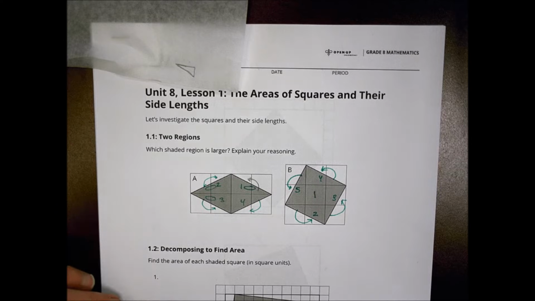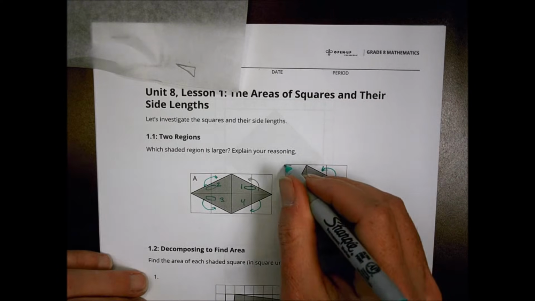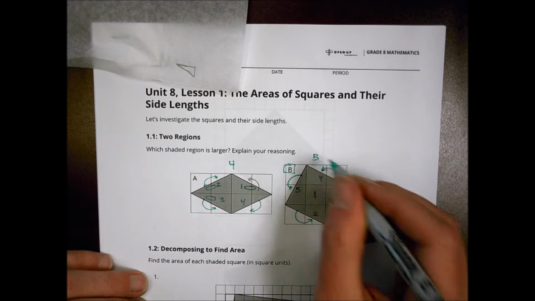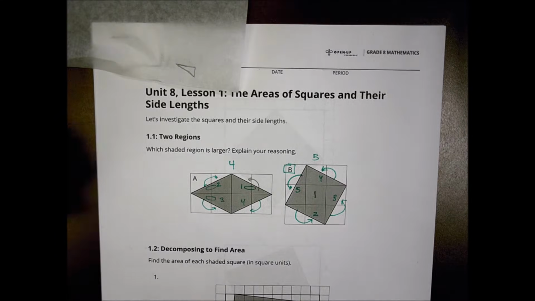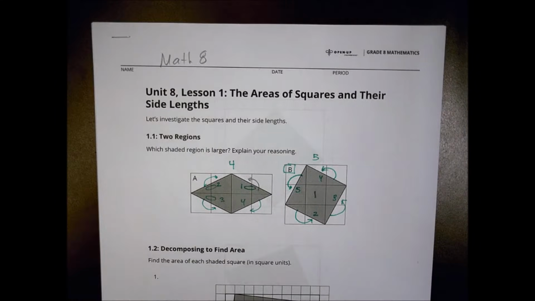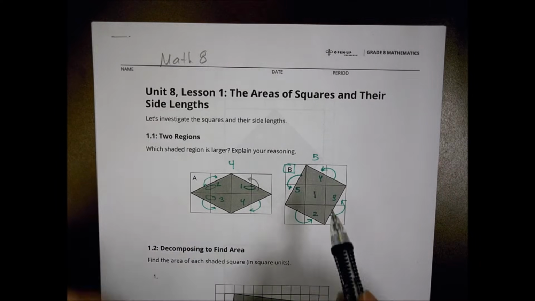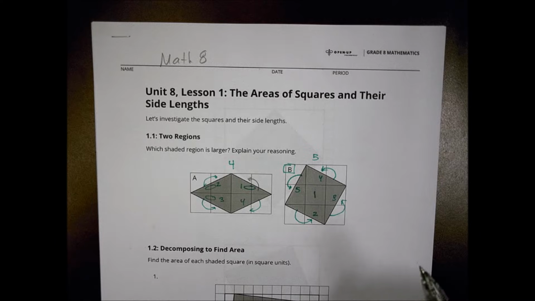And so in terms of which one has the larger shaded region, we would say that most likely B has a larger shaded region, because this has 4 units shaded and this one has 5 units shaded. So that's part of what we're looking at today, these areas of squares and their side lengths. And so you can see how you can take apart the pieces and put them back together in a different way to create the square units you're talking about.